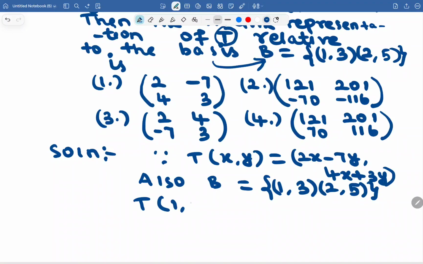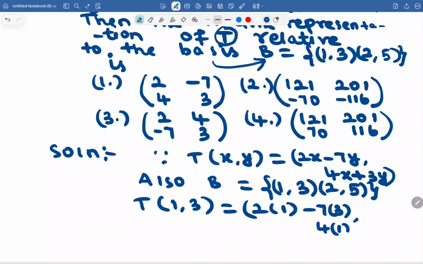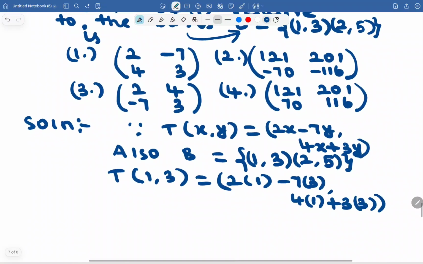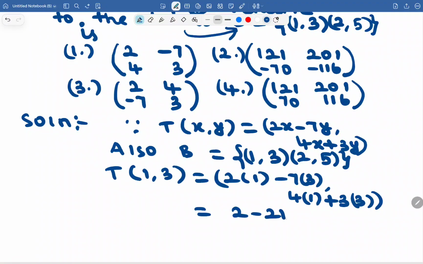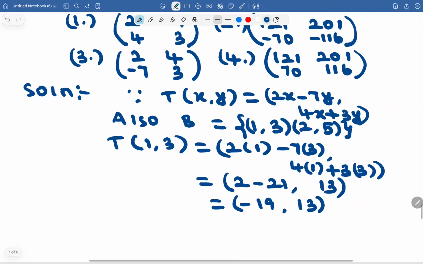Find T(1, 3). 2 into 1 minus 7 into 3, comma, 4 into 1 plus 3 into 3. The answer is 2 minus 21, 4 plus 9, which is given as (minus 19, 13).